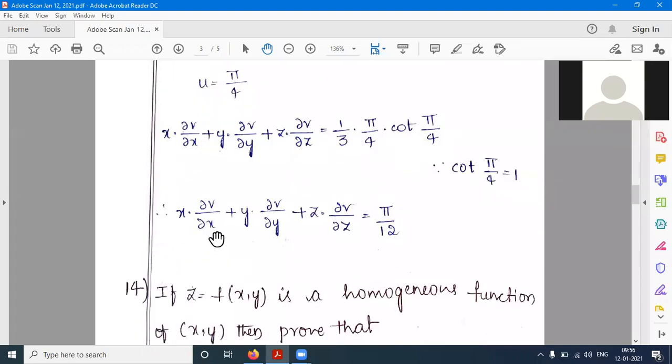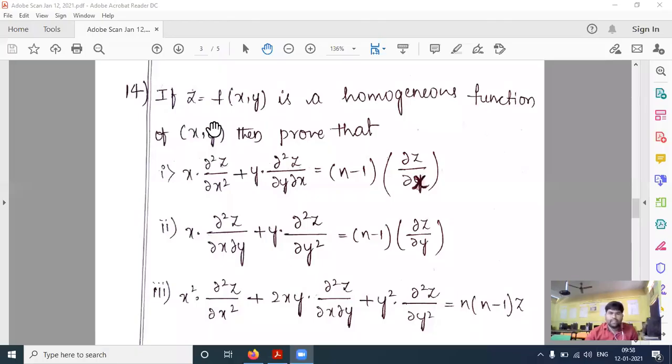So then x into dou v by dou x plus y into dou v by dou y plus z into dou v by dou z is equal to 5 by 3, 4s are 12. So x into dou v by dou x plus y into dou v by dou y plus z into dou v by dou z is equal to 5 by 12.